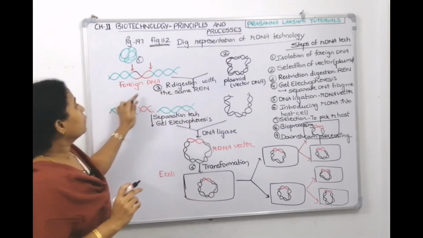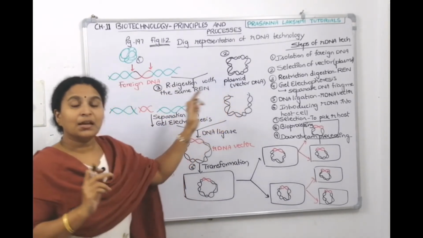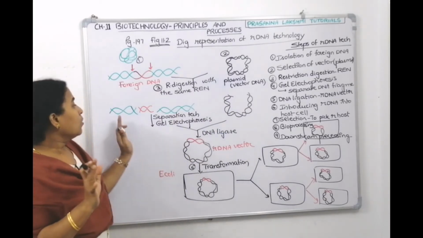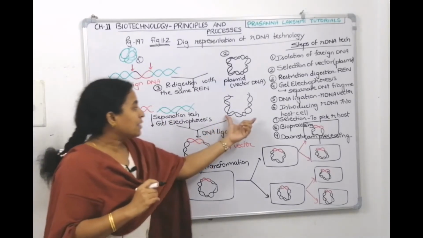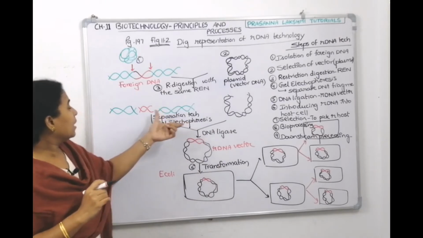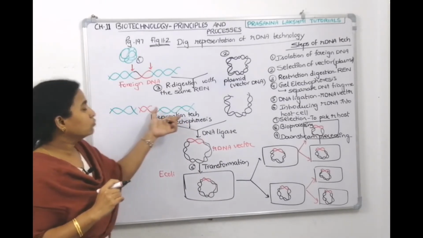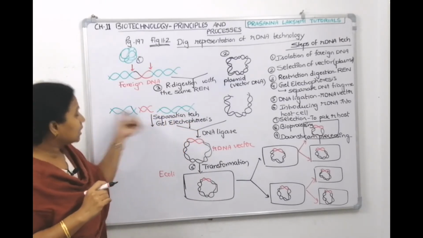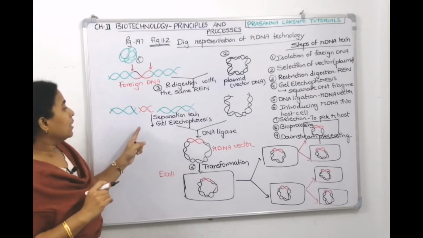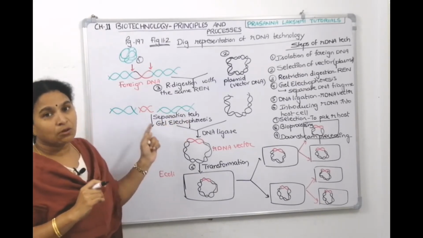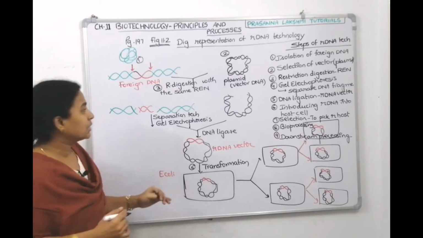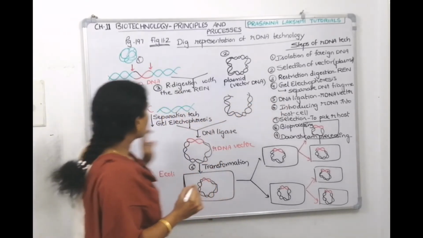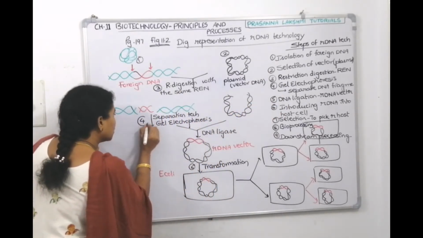When you digest the foreign DNA and the plasmid DNA with a restriction enzyme, you get fragments. The plasmid has opened up and this DNA got converted into 1, 2, 3 fragments, in which we want only this fragment. For that, we need a separation technique called gel electrophoresis. That I will do in this class. So gel electrophoresis will be the fourth step.